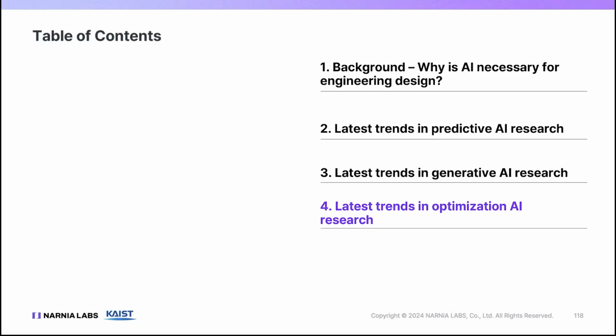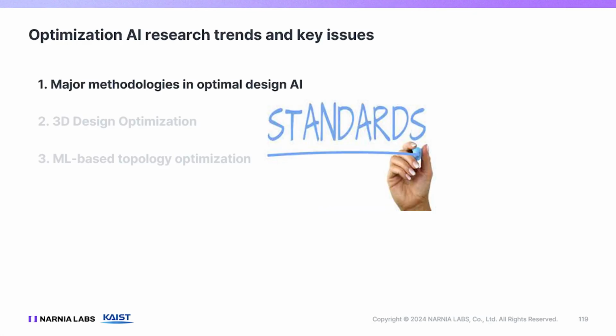Now finally, let's take a look at the latest and most optimized trends in AI research. We'll be looking at the following 3 topics. First, let's examine the main methodologies for utilizing AI in the field of optimization.